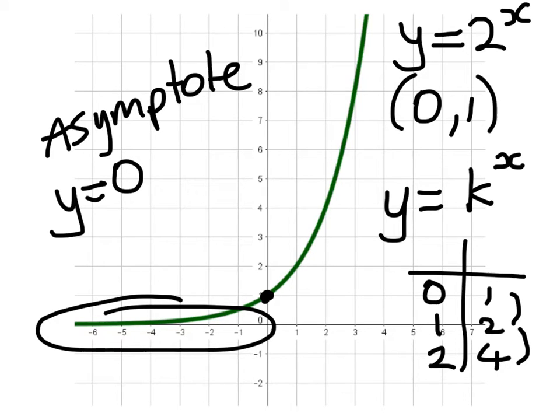So just to go over this point here again, because this is really useful in working out the equation, 2 to the power of 0 is equal to 1. So if you find this pivot point on an exponential graph, it's telling you that you probably have a reasonably straightforward transformation of the basic form. Okay, so now we're going to start transforming them a bit.